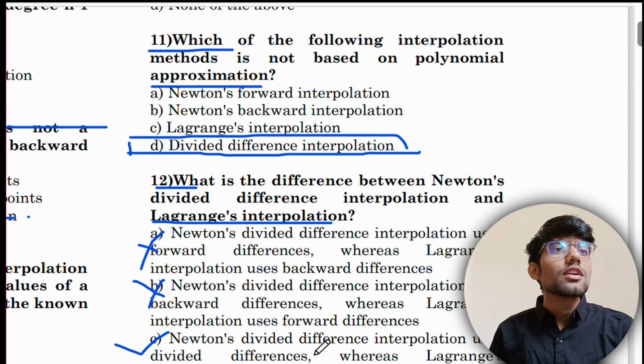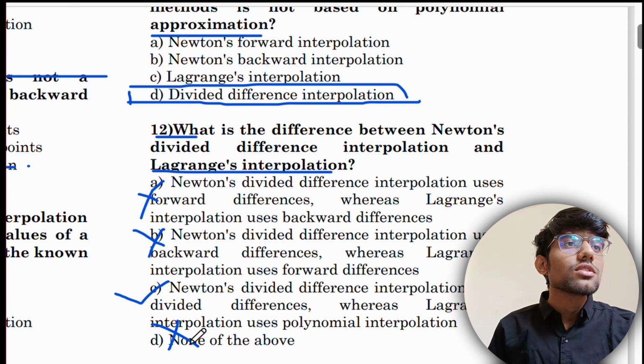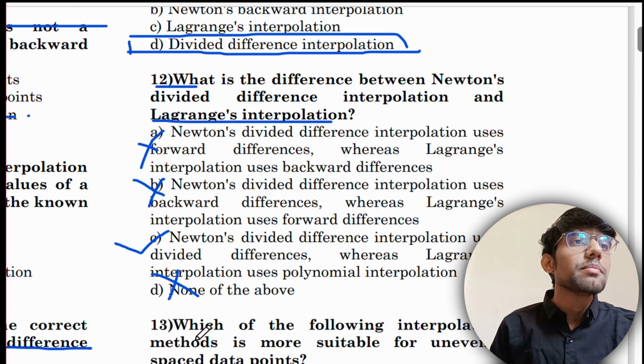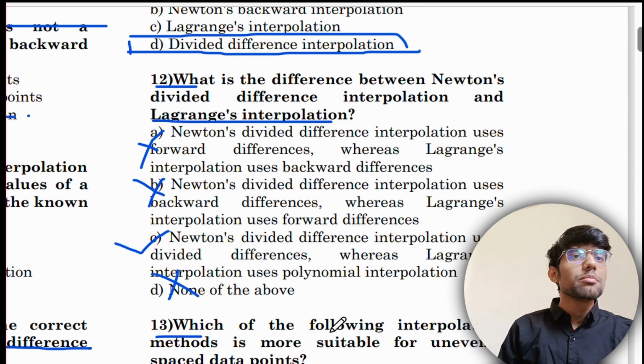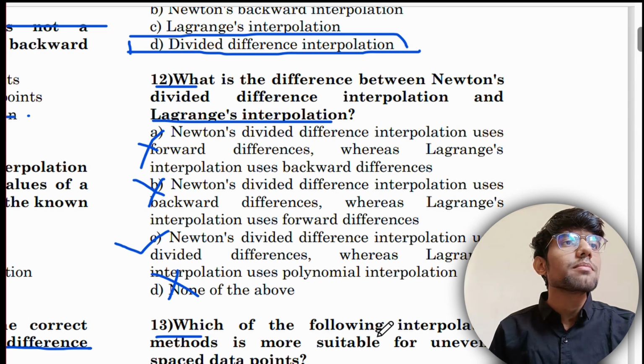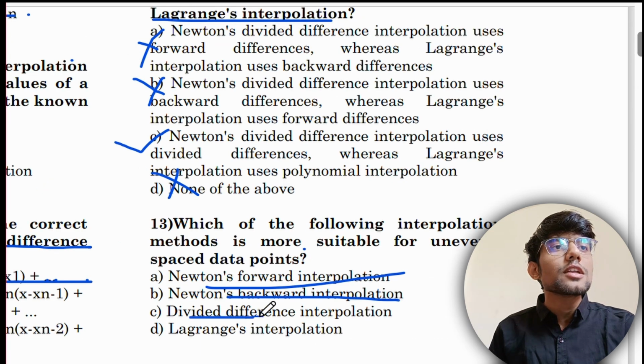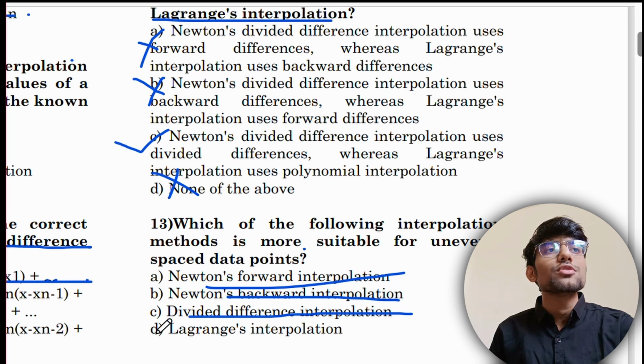12th, what is the difference between Newton's divided difference interpolation and Lagrange's interpolation? C1 is correct, not none of the above. Now the 13th question, which of the following interpolation methods is more suitable for unevenly spaced data points? It's Lagrange interpolation, the D option.